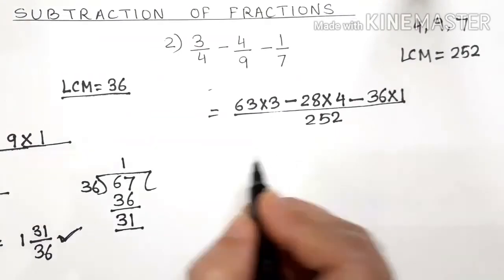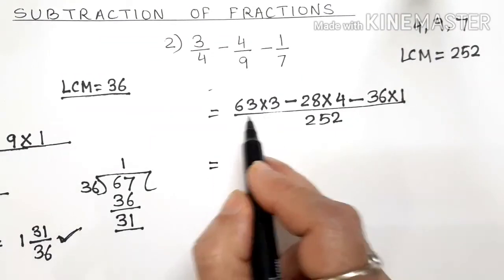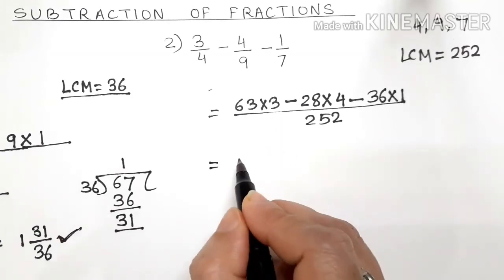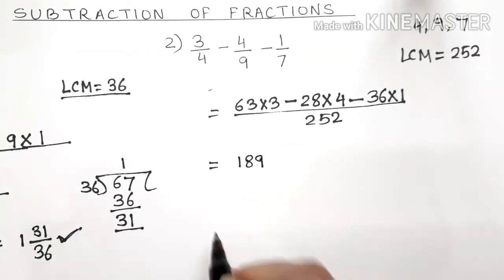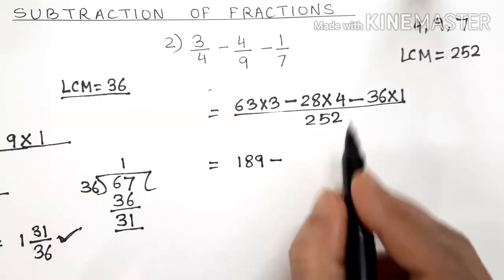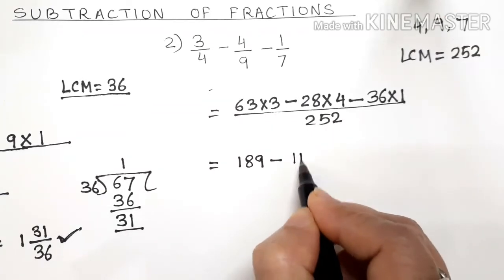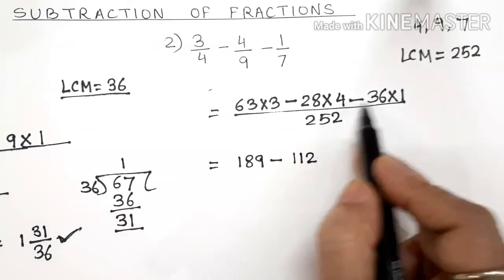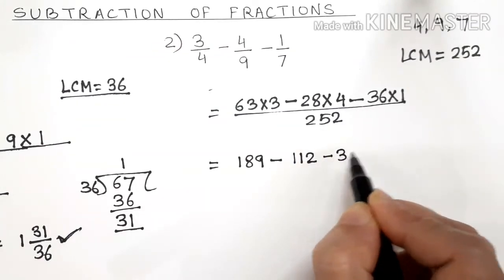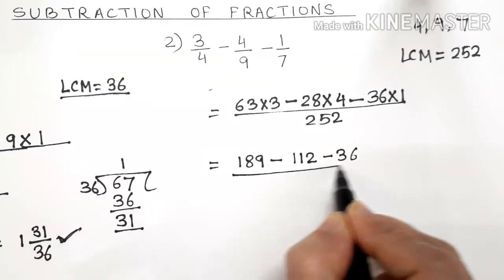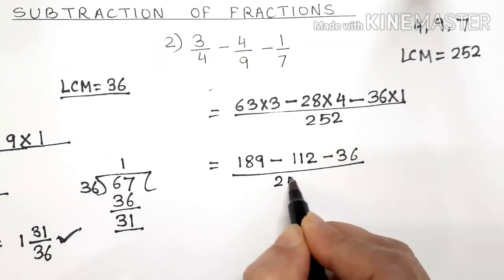Right? Now we do it. When we multiply this, we get 189. Then the minus sign. After multiplying this, we get 112. Then after multiplying this, we get 36.